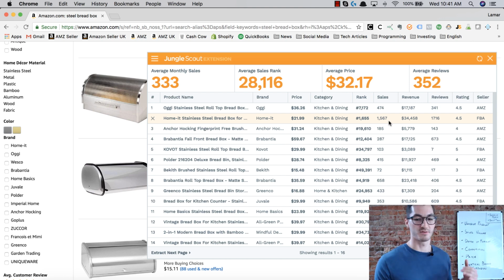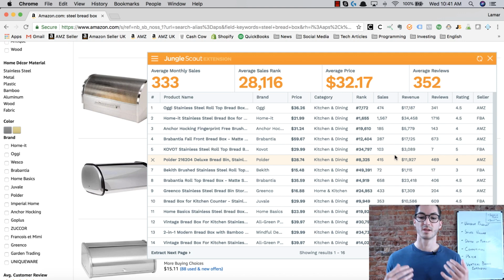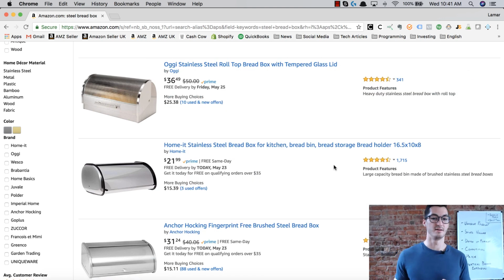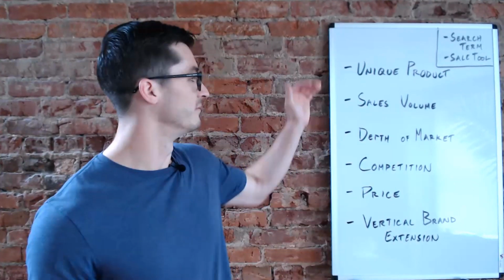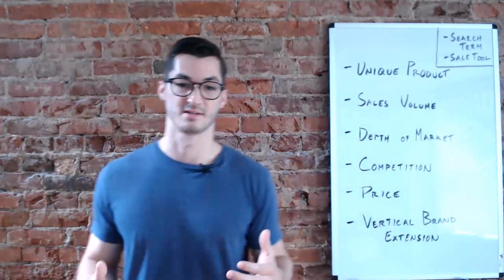Next would be the depth of market. So are all of these sellers doing at least 200 units per month? And on average here, they are, right? So that means that if I could come into this market with a differentiated steel bread box, there's potential that I can also rank here, okay? That I can also start getting the sales in the same way. All right, but that's not the only criteria here on the list, right?